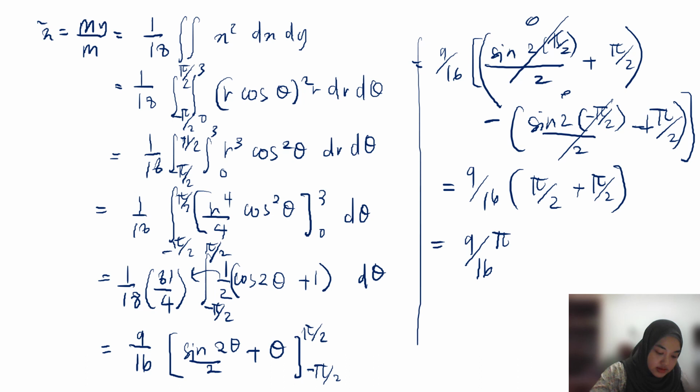Okay, that's the answer. Hopefully you understand this revision. We already did the first one, Jacobian, reversing order, and the lamina. Okay, so that's it for today.